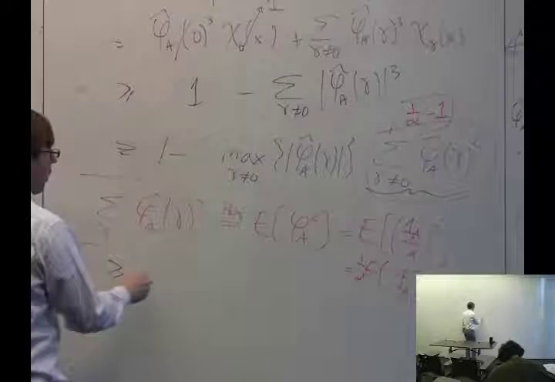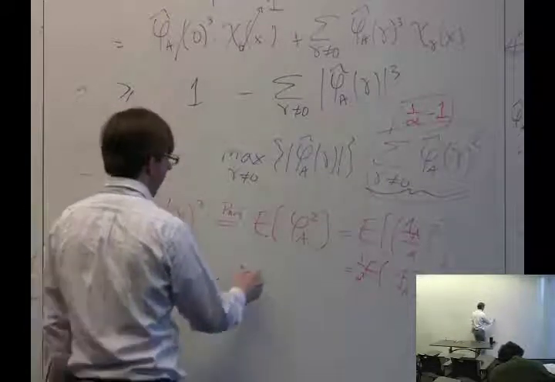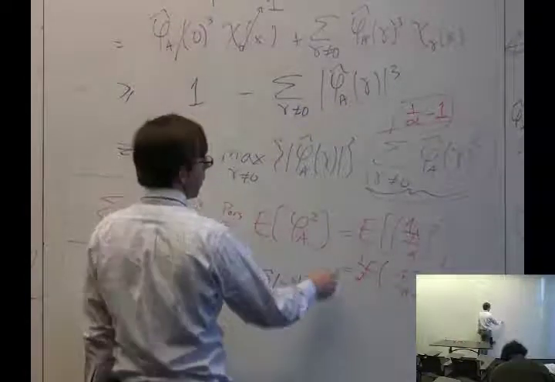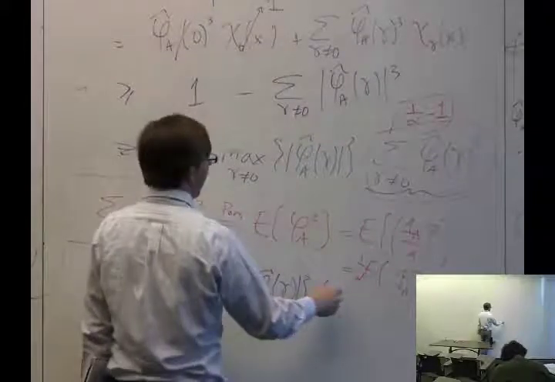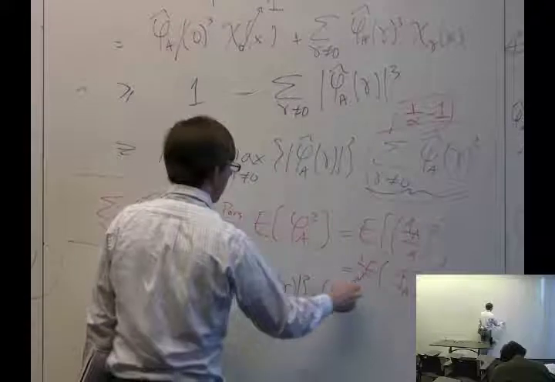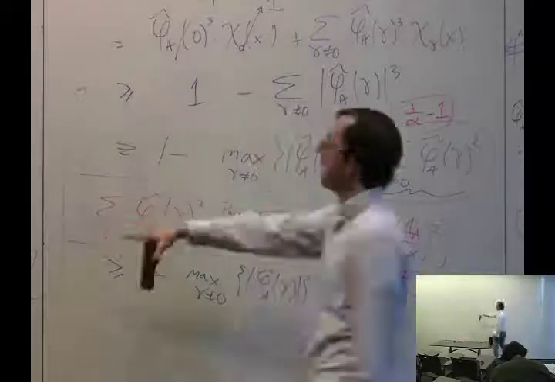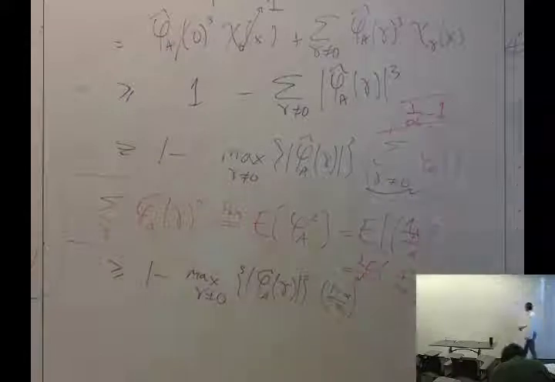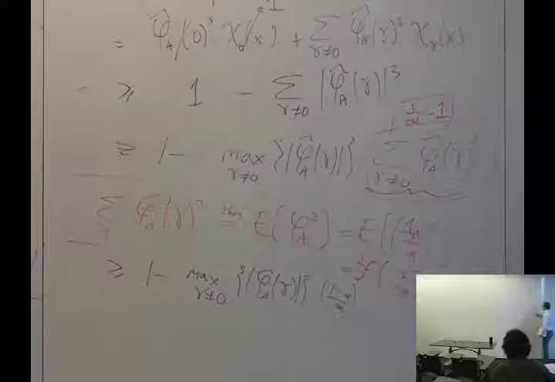Therefore, this is at least 1 minus the max over non-zero gamma of the Fourier coefficient, times 1 over alpha minus 1, which I'm also going to write as 1 minus alpha over alpha. On the left-hand side I have 0, so I'm going to move this whole thing to the left-hand side and divide by 1 minus alpha over alpha, so that the maximum Fourier coefficient in absolute value is at least alpha over 1 minus alpha.